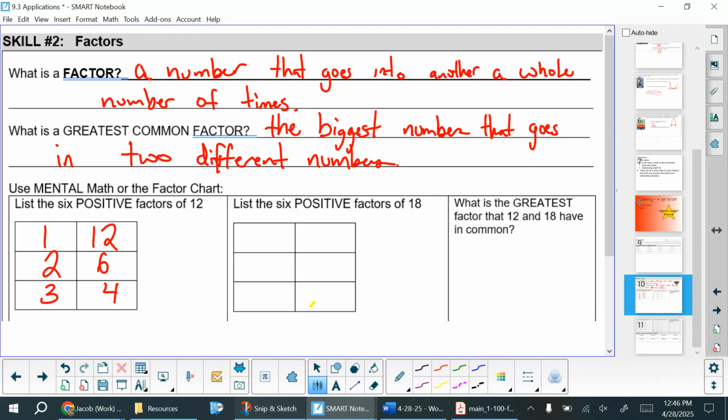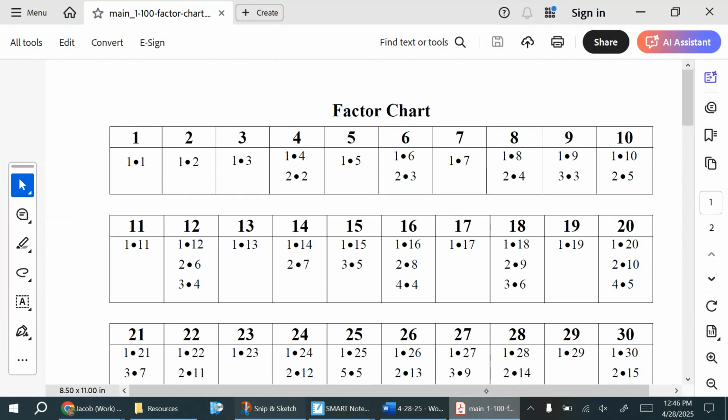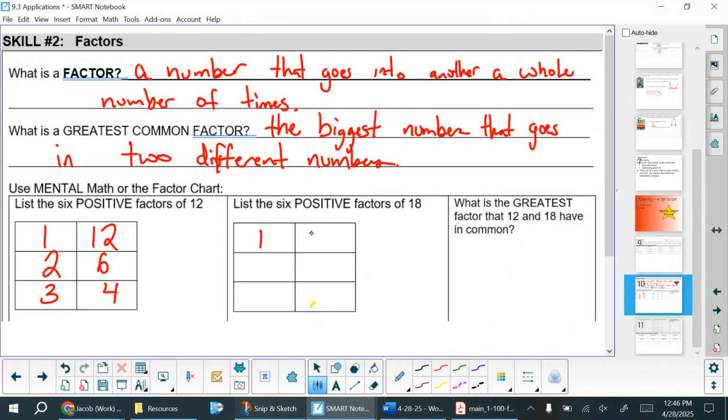And then 18, we just looked at those on our factor chart. See, 1 and 18, 2 and 9, 3 and 6. So I'm listing them in the way that 1 times 18 is 18, 2 times 9 is 18, and 3 times 6 is 18. Now, when we go to find the greatest common factor of 12 and 18, that's how we would say it, the greatest common factor of 12 and 18, I want the biggest number that goes into both of them.